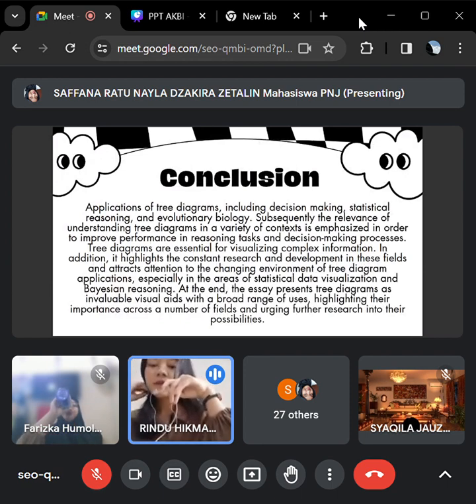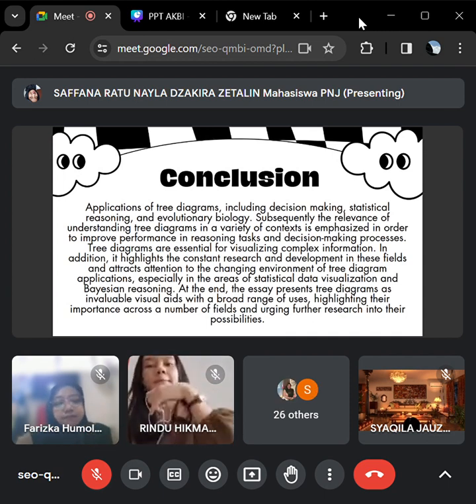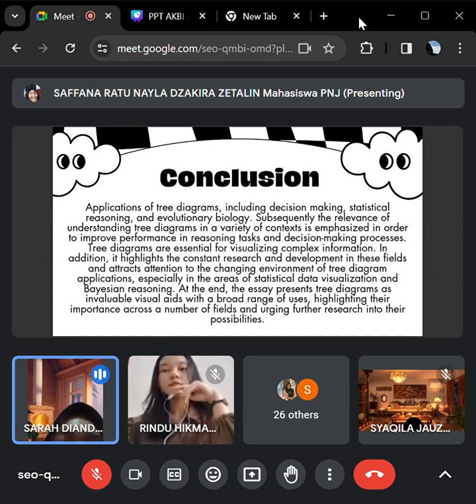And firstly, we will present the conclusion, which will be explained by Sarah Diandra and Savana Ratu Naila. Conclusion. Application of tree diagrams, including decision making, statistical reasoning, and evolutionary biology. Subsequently, the relevance of understanding tree diagrams in a variety of contexts is emphasized in order to improve performance in reasoning tests and decision making processes. Tree diagrams are essential for visualizing complex information.